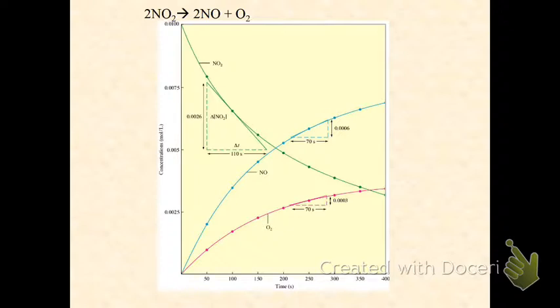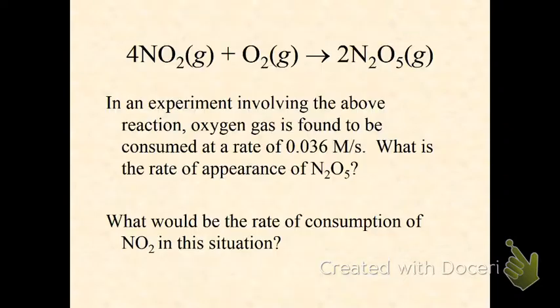The way you can find these instantaneous rates is to take the slope of the lines. That's how you can find the rate, but we're not going to find them that way. We're going to do them a little differently. Here we have this reaction, and in the experiment, we have oxygen gas forming at a rate of, consumed at a rate of 0.036. What would be the rate of disappearance of N2O5?